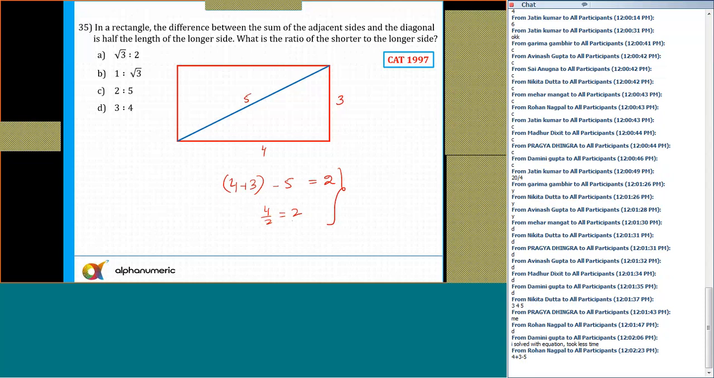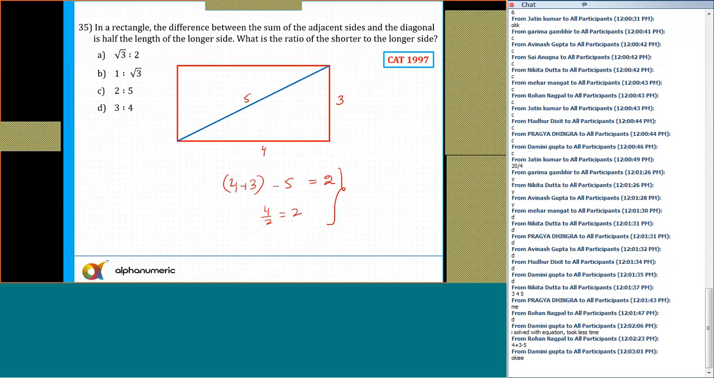Now it's time that you should learn how to use the options. Because if I start by taking the length and width and forming the equation, it might be lengthy and time consuming. So use the options here. Only one of the options will satisfy. Like if you take the sides as 2 and 5, that won't satisfy. Or 1 and root 3, it will not satisfy. Root 3 and 2 also will not satisfy. Only one of these options will satisfy.